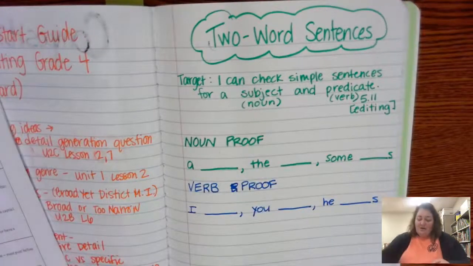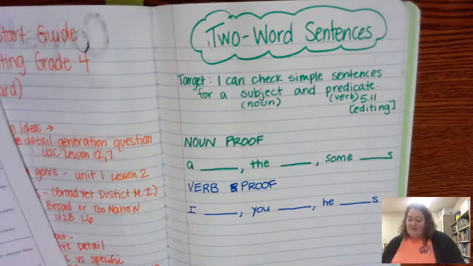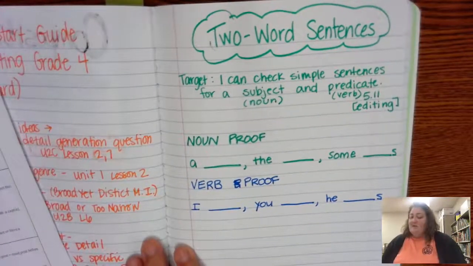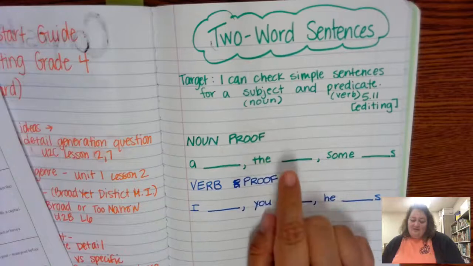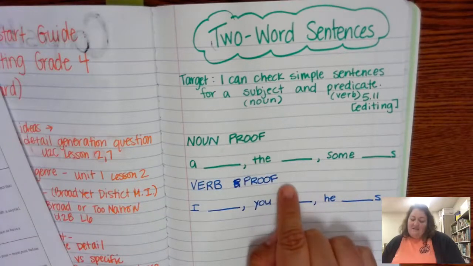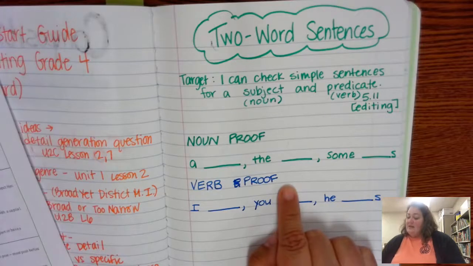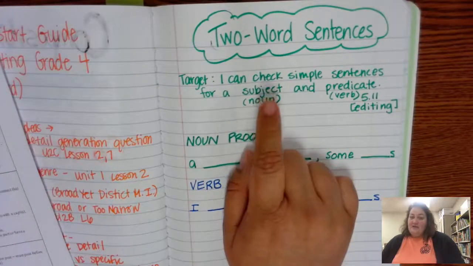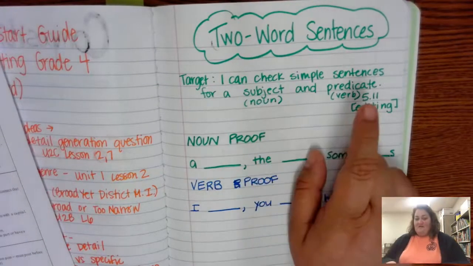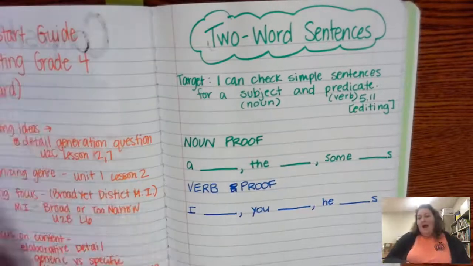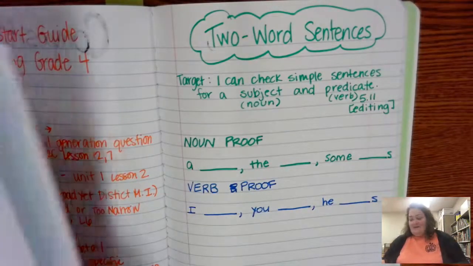What we're going to do is try out a conversation to see if we can use these two proofs to tell us if a two-word sentence is in fact a sentence because it has a subject, or noun, and a predicate, the verb. I have Miss Wyatt here. She's going to help me with our conversation. I'm going to show you this conversation here.